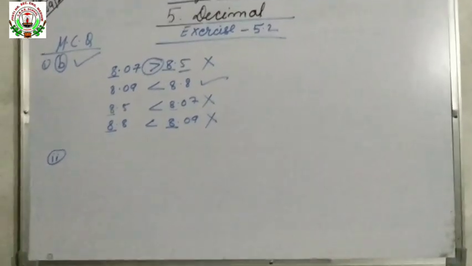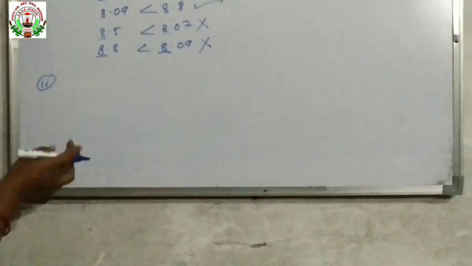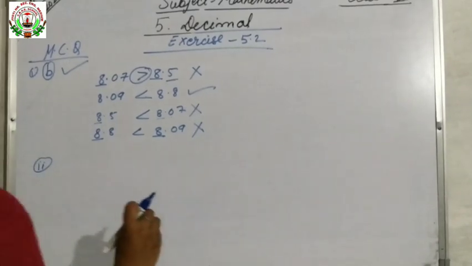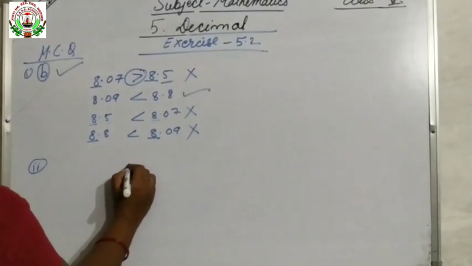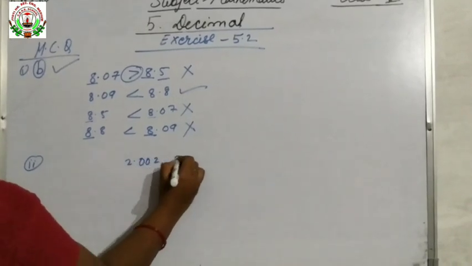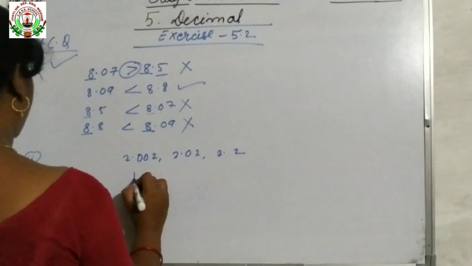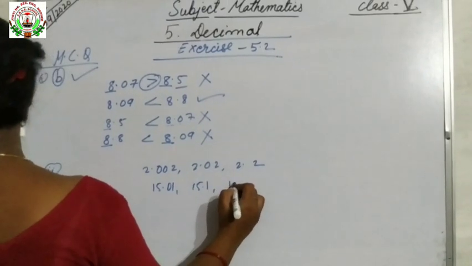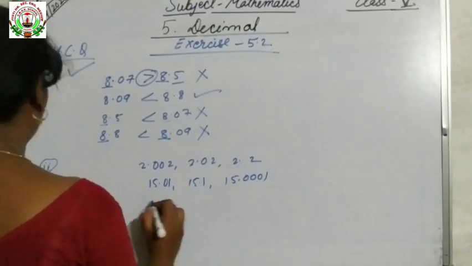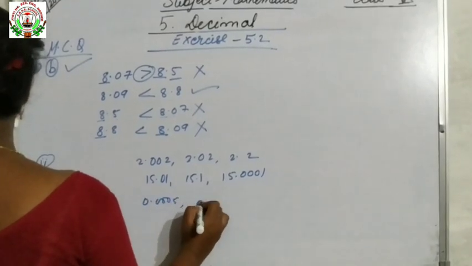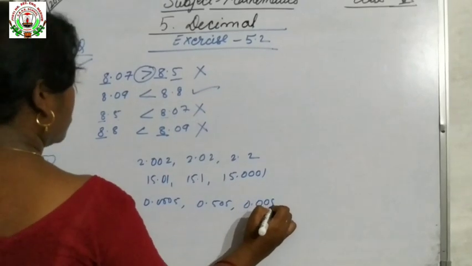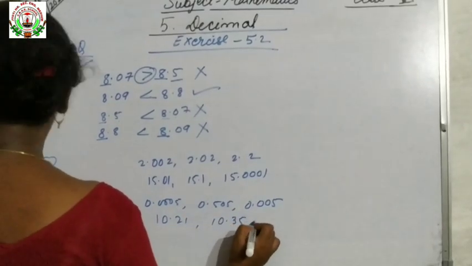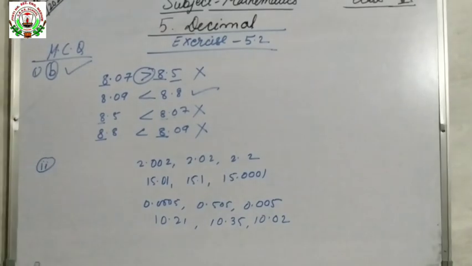Which of the following is a group of like decimals? So already I told you, those numbers having the same decimal places are called like decimals. Now the options are given: 2.002, 2.02, 2.2; 15.1, 15.01, 15.1, then 15.001; next is 0.005, 0.505 and 0.005. Last is 10.21, 10.35 and 10.02.